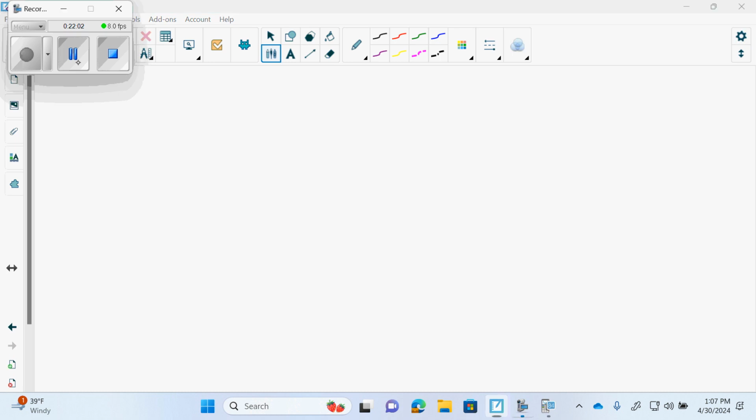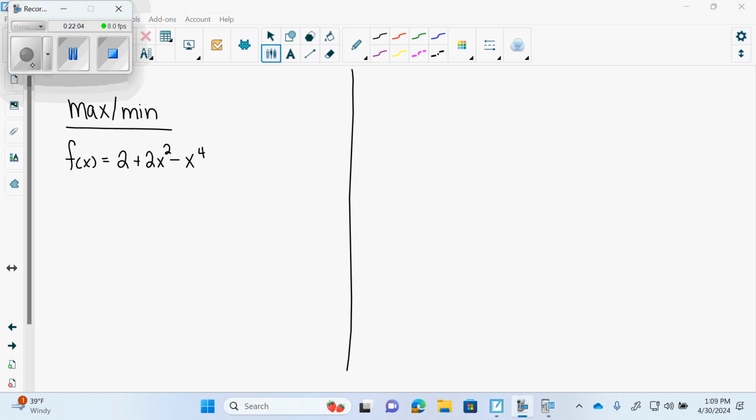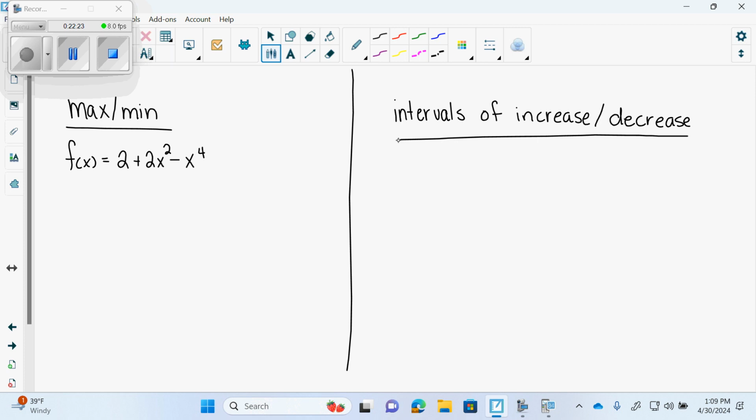All right. So we're doing max and mins, but I want you to find the max and min using the second derivative test. And then this one I want intervals of increase, decrease. And the equation I'm going to give you is g of x equals 5x to the 2/3 minus 2x to the 5/3.